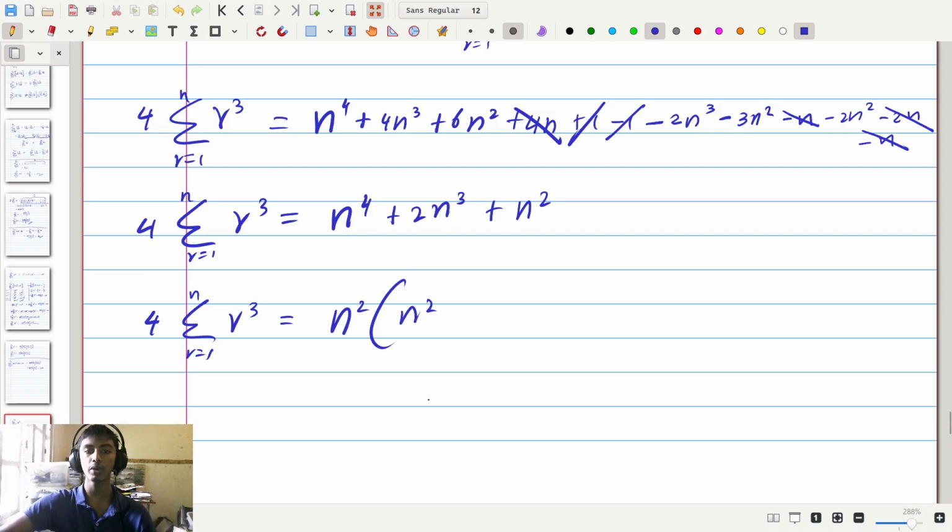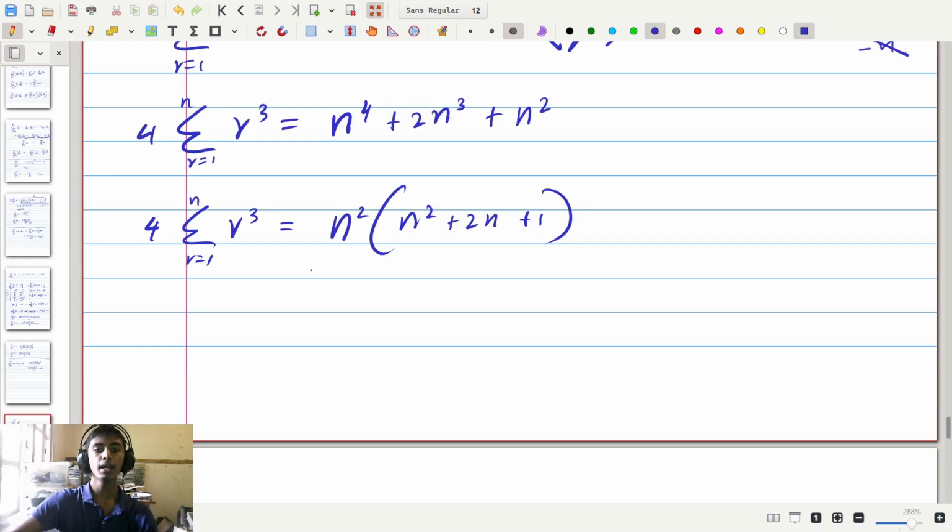So we have n squared plus 2n plus 1. We can see that this can actually be factorized further by the fact that n squared plus 2n plus 1 is simply (n plus 1) squared. So we have 4 times the sum from r equals 1 up to n of r cubed being equal to n squared times (n plus 1) squared.